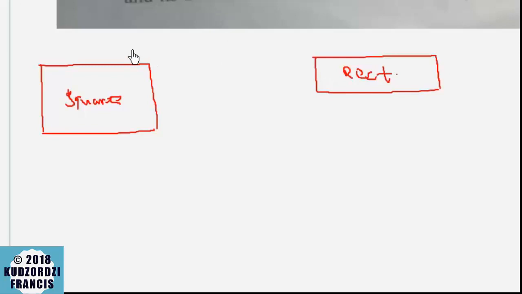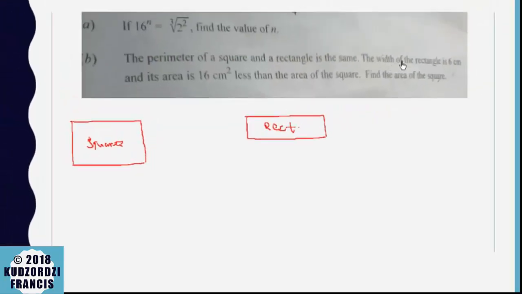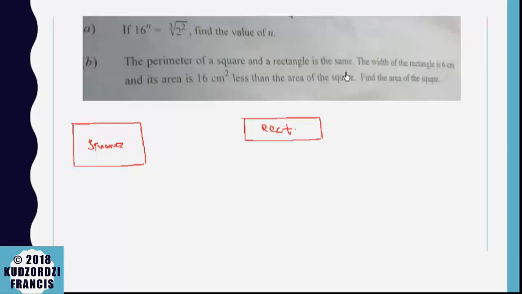Now we are told that the perimeter of a square and a rectangle is the same. The width of the rectangle is 6 centimeters and its area is 60 centimeters squared less than the area of the square. Now note that we're not told anything about the size. The only thing we know about the size of the rectangle is that the width is 6. So this width is equal to 6 centimeters. We're not told anything about the length, so we can say this length is l centimeters.